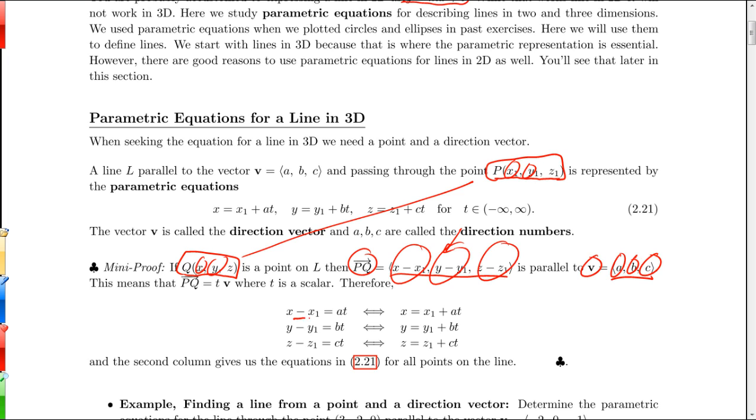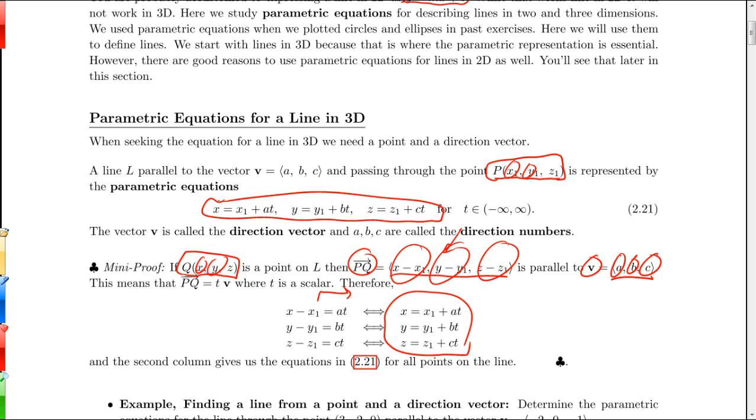And this is just that first statement I just said. X minus x1 is at. Y minus y1 is b times the same constant. Z minus z1 is c times the same constant, and I call it t. Then if you swing your x1, y1, z1 over to the right-hand side on all three of those, you get the parametric equations previously defined right up here. All right, so that's the mini proof.